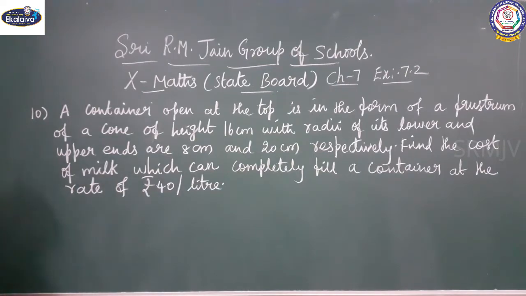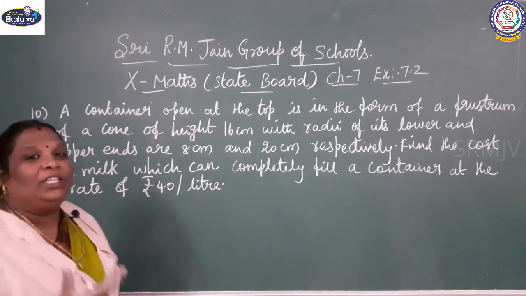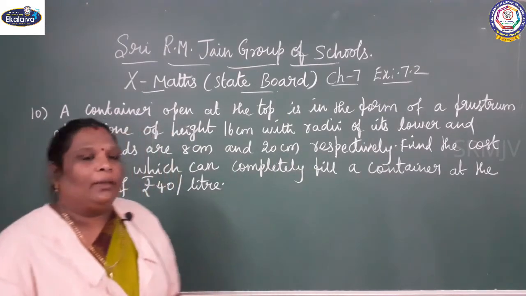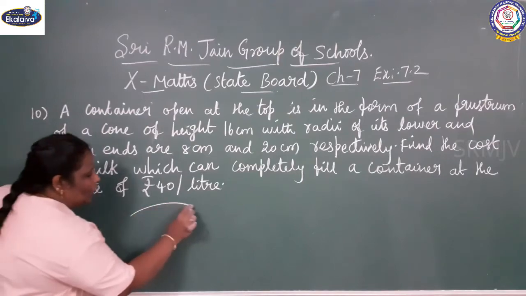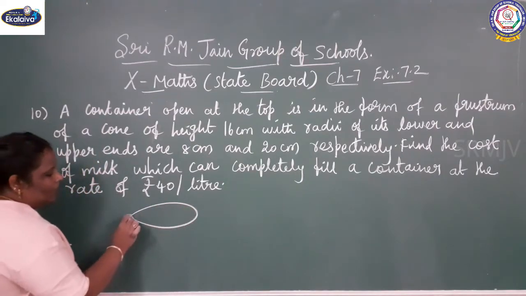See the 10th sum. A container open at the top is in the form of a frustum. You can imagine a bucket, open at the top.